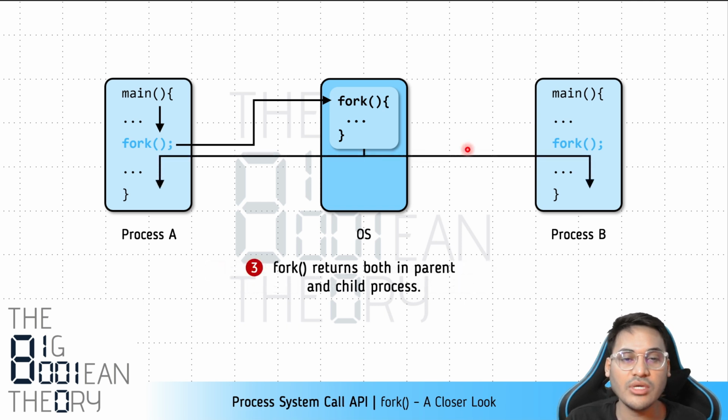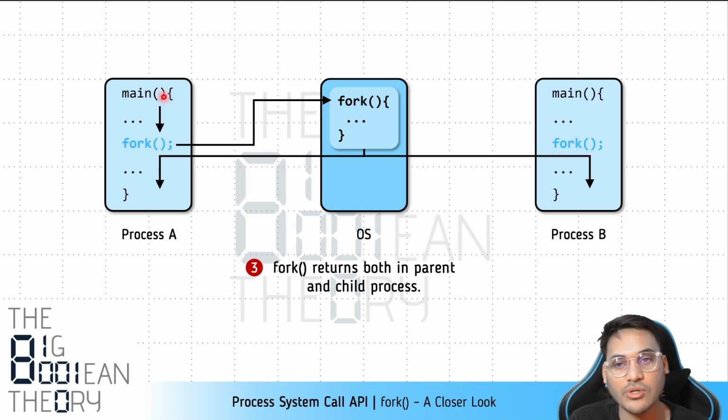As we have discussed, the fork system call is invoked once, but it returns twice. As you can see in this diagram, the fork system call returns both inside the parent and inside the child also. We have discussed in the previous video why this happens. Let me quickly recall what we discussed.